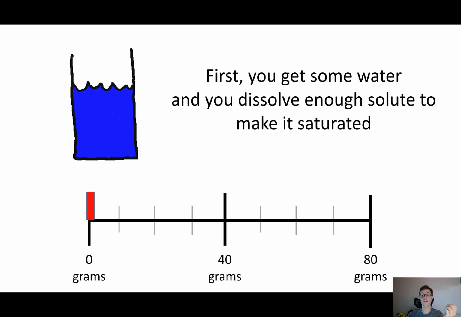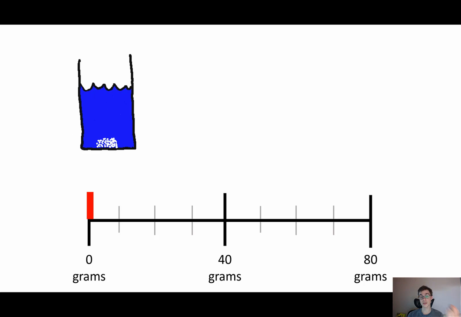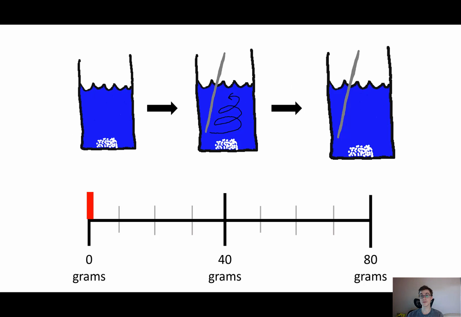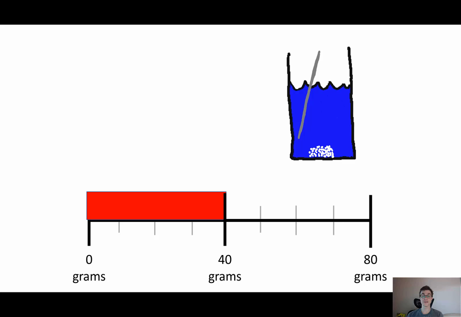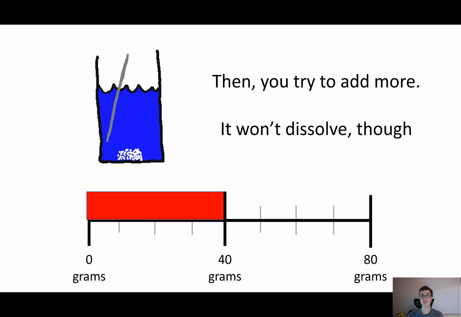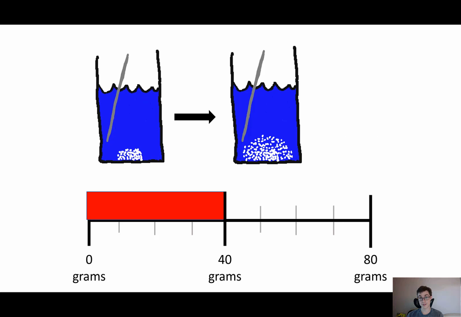First, you get some water, and you dissolve enough solute in it to make it totally saturated. So you put in some sodium chloride, and you stir it up until eventually you get all the way up to 40 grams dissolved. So you reach the point of maximum solubility. And now when you put in more scoops, it won't dissolve, because you're over the solubility.